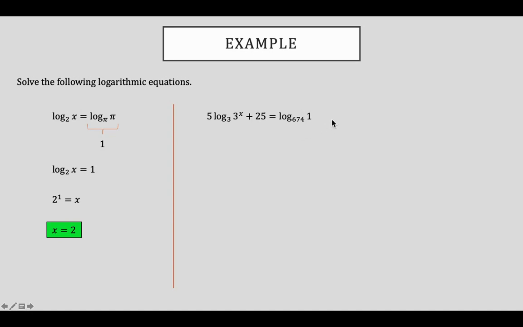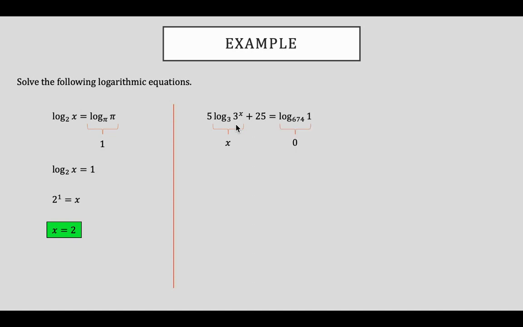674 raised to what power gives me 1? Well, that's going to be 0. The whole right-hand side of the equation is going to be 0. Similarly, over here, I have log base 3 of 3 raised to the x power. That was another one of our properties, log base a of a raised to the x. What did that simplify into? That was one of our inverse properties. That is equal to x.